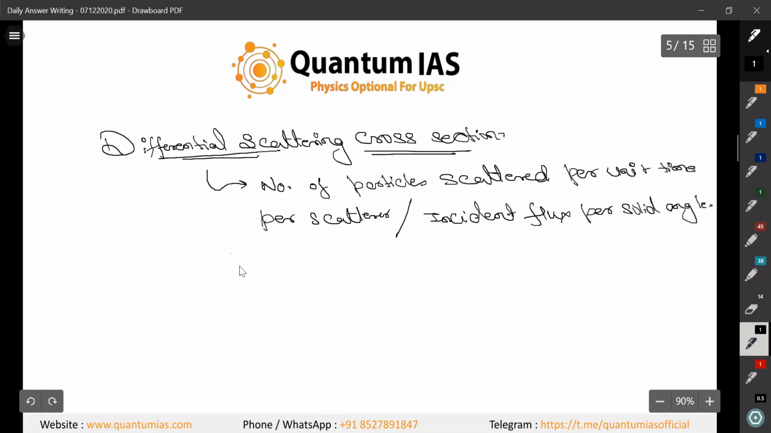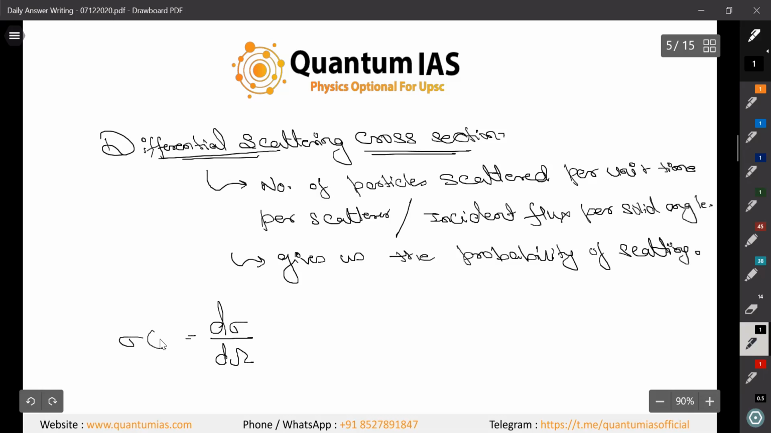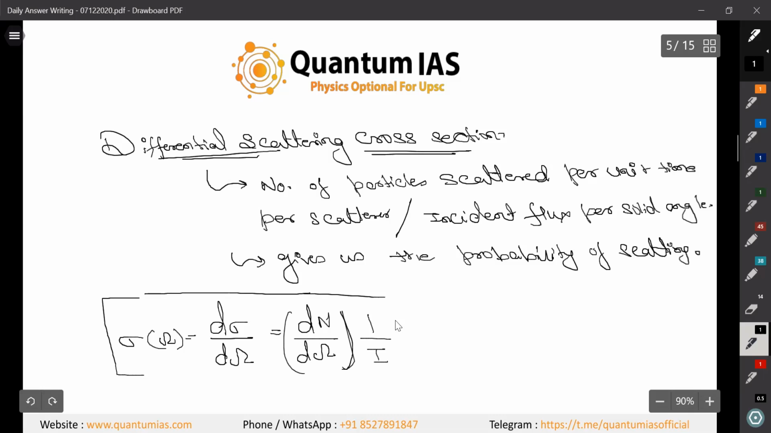And what does it give basically? It gives us the probability of scattering. So I'm writing these things so that you will be able to understand the whole concept, but you should not write that many things, right? So you can simply write that d sigma by d omega, or simply you can say sigma of omega, can be defined as dN by d omega divided by I, right? And this is what we call the differential cross section.